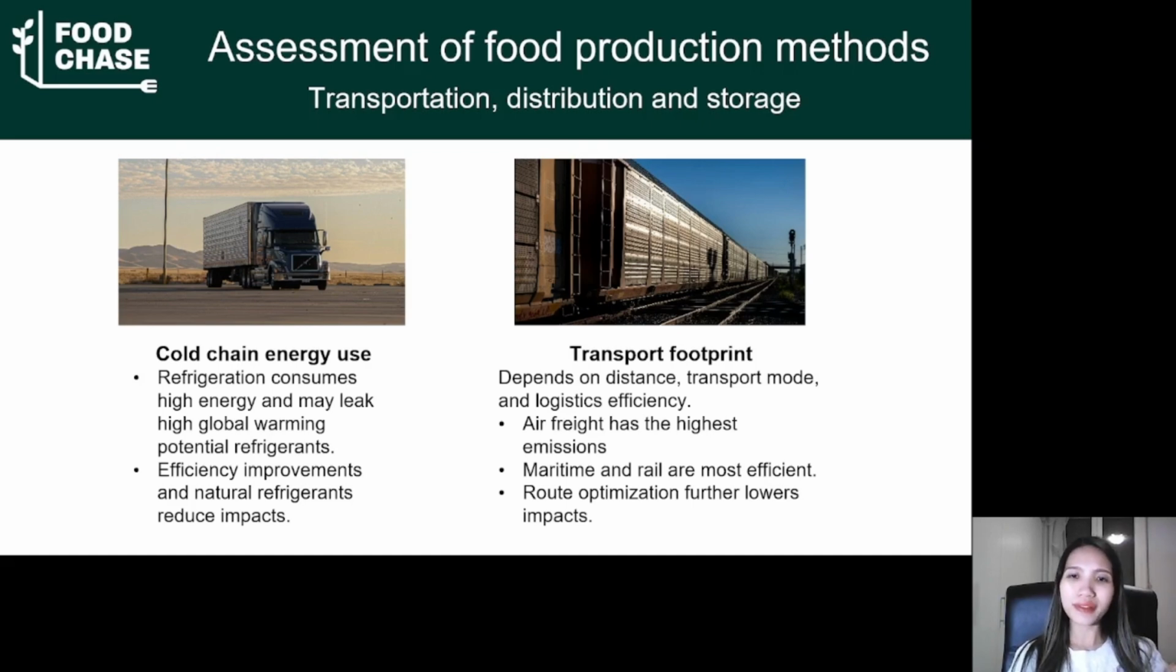Transport footprints depend on distance, transport mode, and logistic efficiency. For example, air freight has the highest emission, while maritime and rail are more efficient. Route optimization further lowers the impacts.